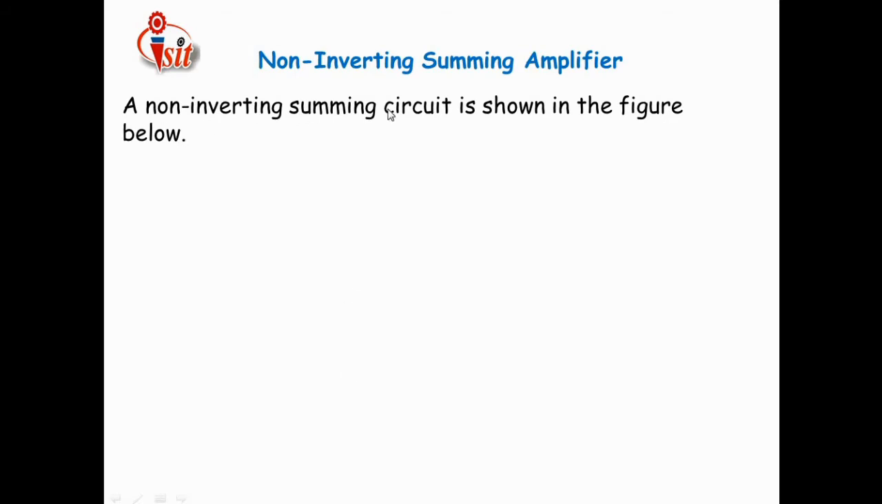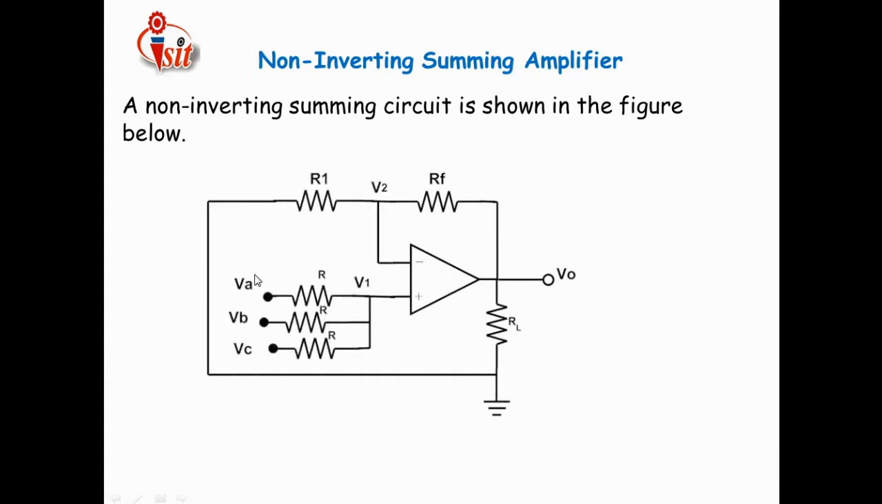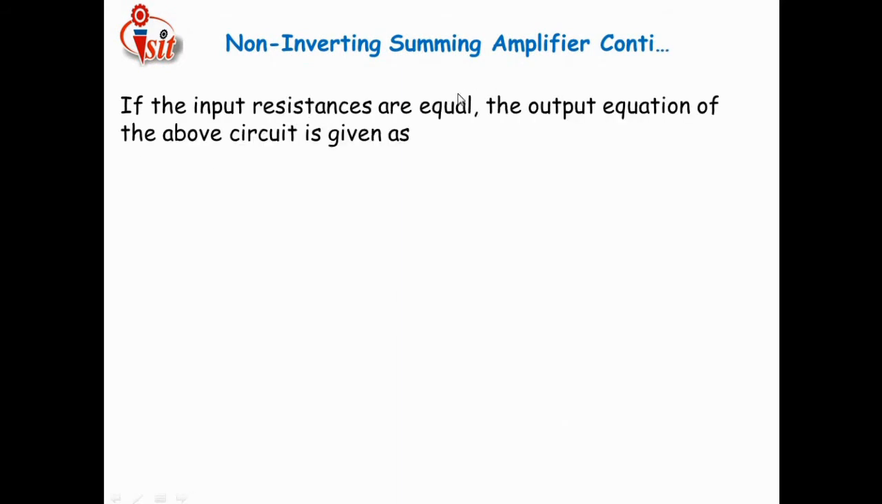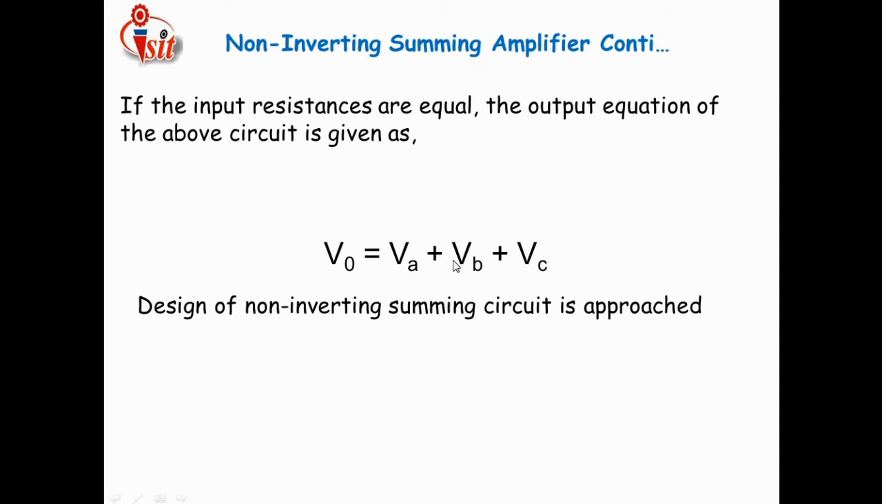A non-inverting summing circuit is shown in the figure below. What does that circuit show us? Here three input voltages are given to the non-inverting terminal, that is the positive terminal of the op-amp, along with a feedback resistor RF, and all the connections belong to the closed loop, along with the load resistance RL, which is connected to the ground. Then what happens to the output? If the input resistances are equal, the output equation of the above circuit is given as V out is equal to VA plus VB plus VC.